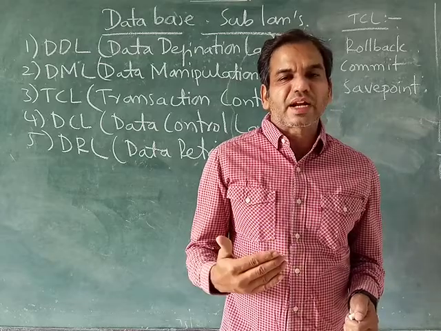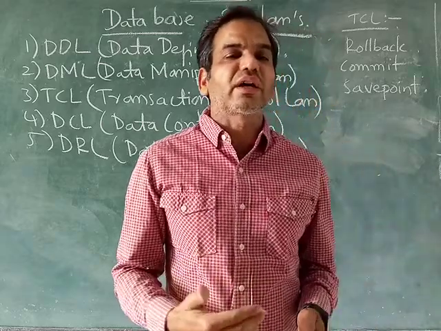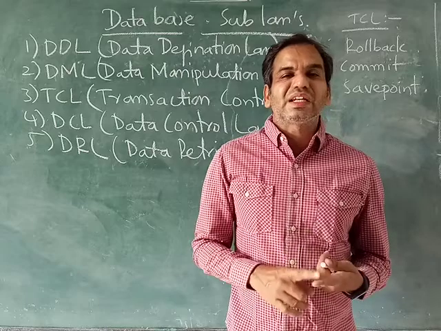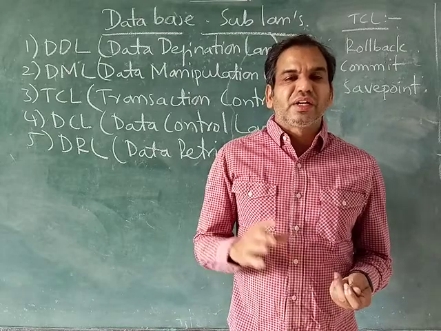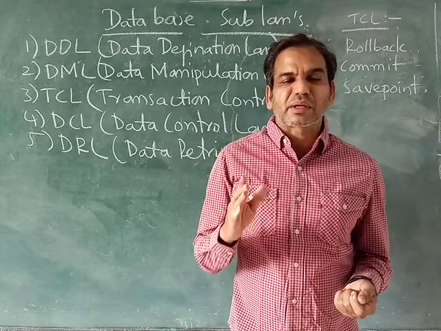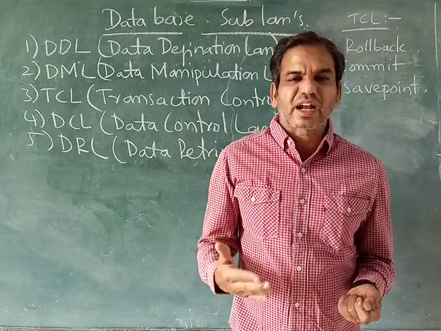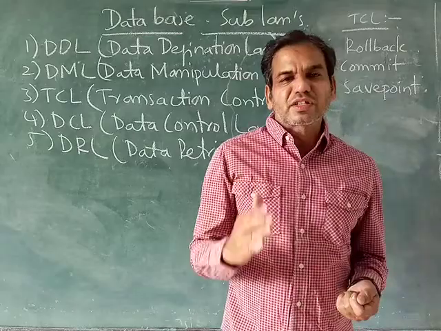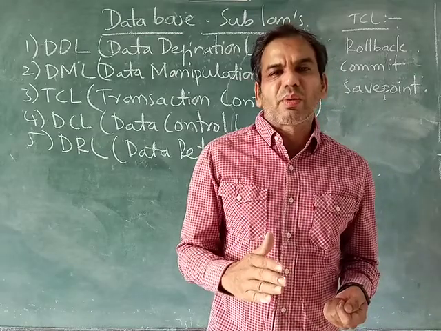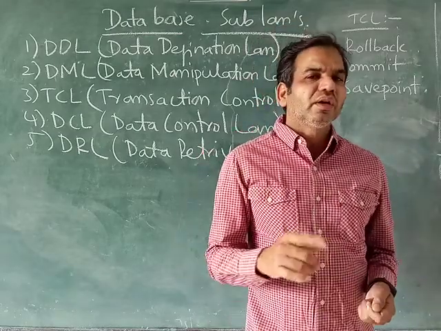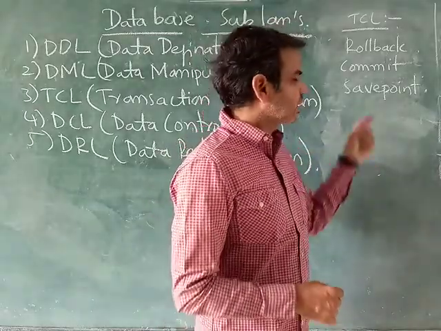Whatever transactions we perform, not DDL commands, DML commands: insert, update, delete. These transactions are permanently saved using the commit. These transactions are cancelled by the rollback. Once you specify commit, rollback is not possible. Okay?